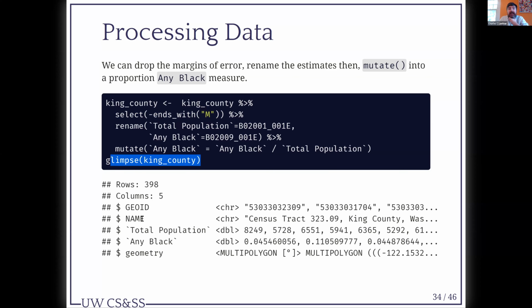My data frame is now a total population and a proportion any Black, and because this is King County, Washington, I'm not surprised to see a place that has 4.5% Black. That actually seems kind of high for me for most census tracts in King County. Okay. So now I have a data frame where one row is one census tract. It contains some measures that I want. It has a geometry column. I'm ready to plot it.